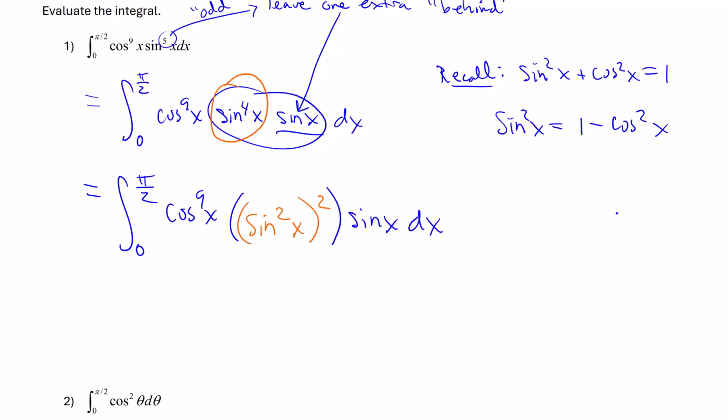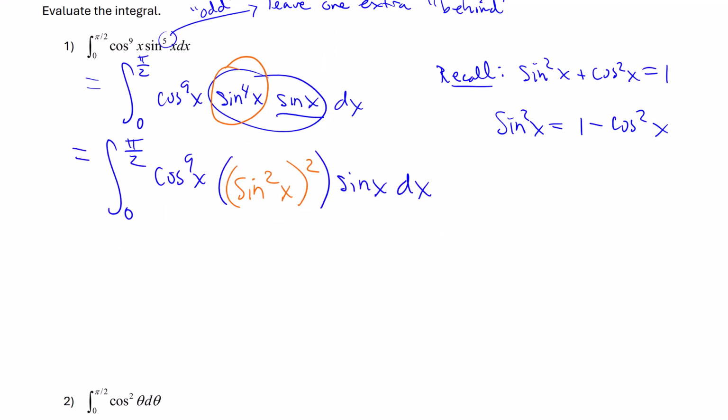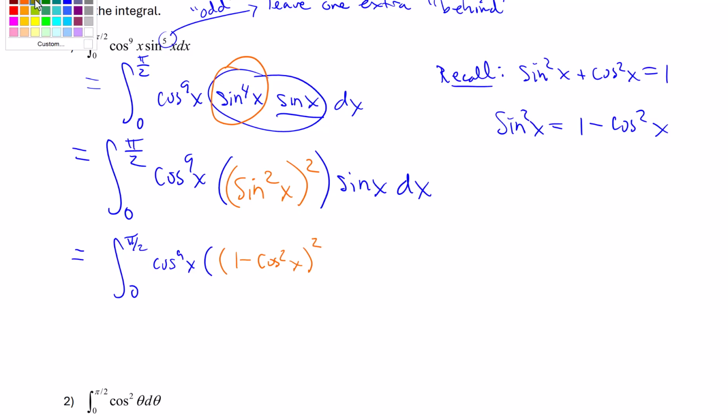So let me rearrange a little bit and then make some space to start working with this a little bit more algebraically. If we now rewrite what we have as the integral from 0 to pi over 2, nothing different there, times cosine to the 9th of x, as we had, times, instead of sine squared squared, I'm going to rewrite that as 1 minus cosine squared of x squared.